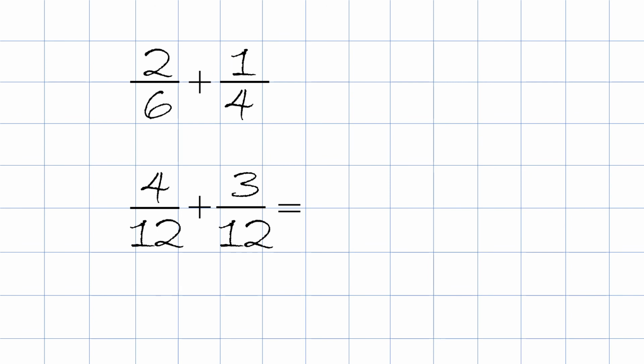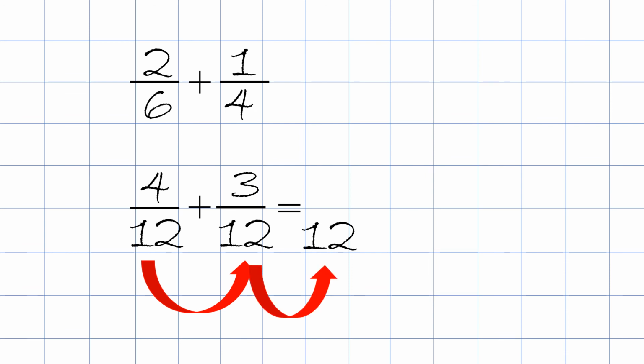And finally, we add them up. So we know the denominators stay the same. So we just bring the 12 over, write it right here, write the little dividing line. And the top numbers we can now add. 4 plus 3 will be 7. 7 twelfths. We do not have to reduce 7 twelfths.